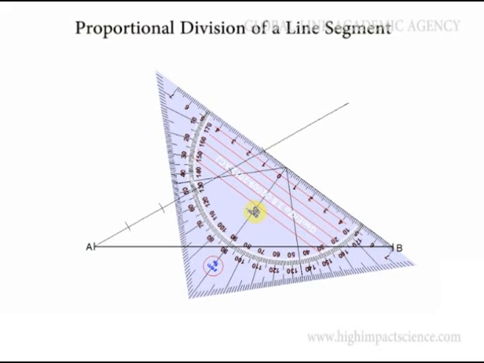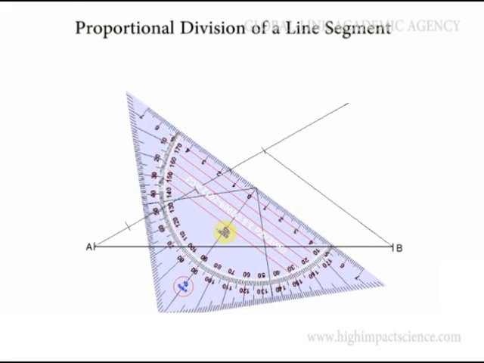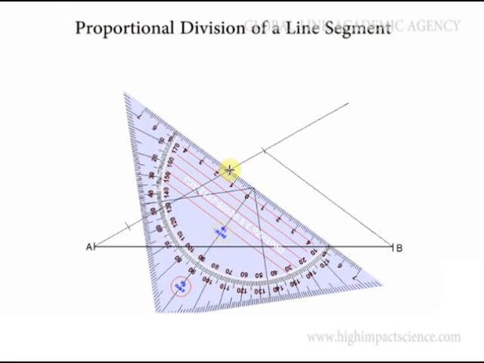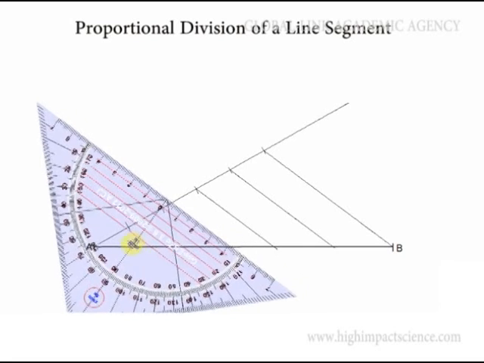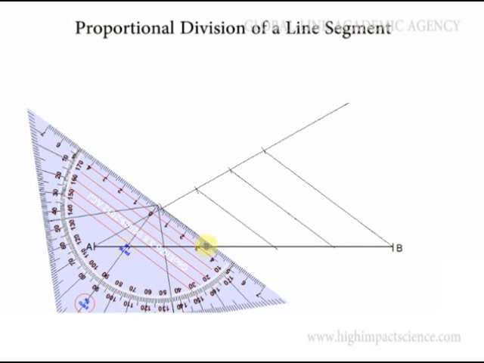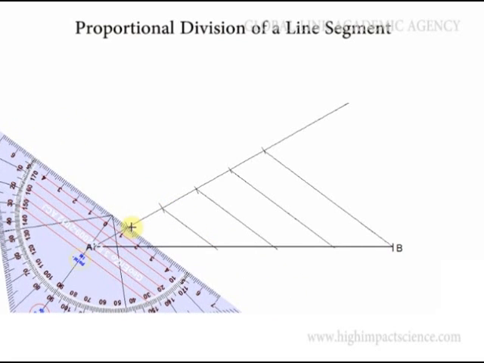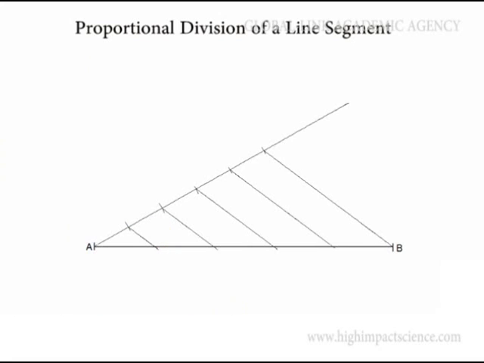The only thing you need now is to draw parallel lines to this line from all points. The parallel lines will cut AB into 5 equal parts. If you don't have a set square, you can reproduce the angles to create parallel lines.